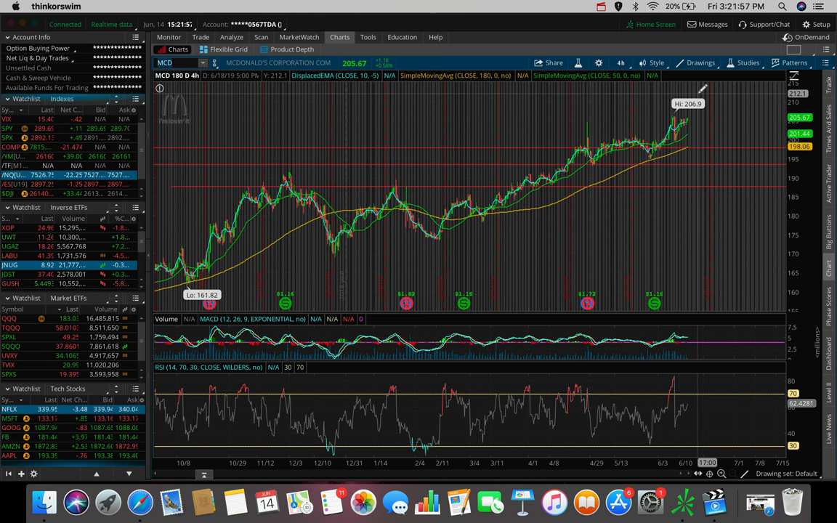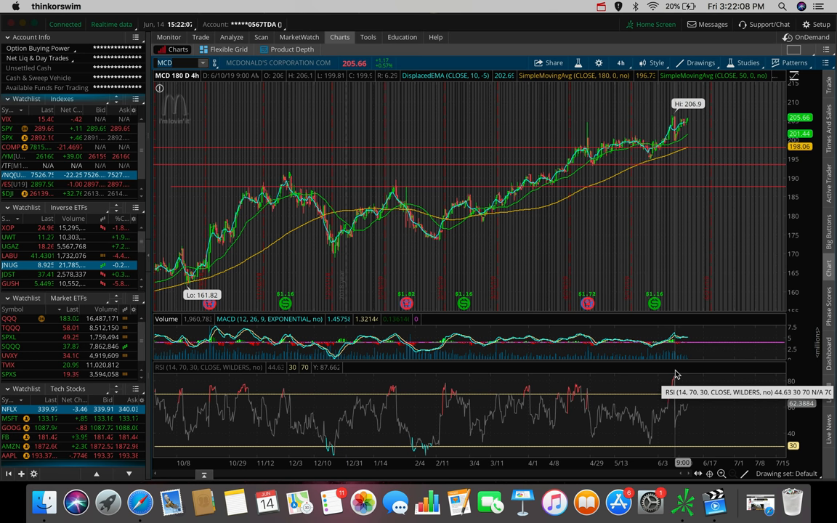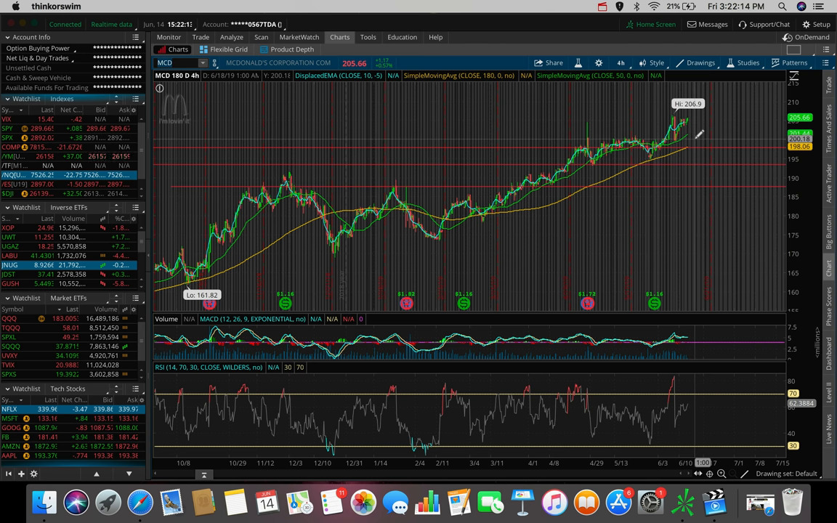But the thing is, if we break out of 207, just think about how overbought McDonald's would be at that point. The RSI would be something like this, like you guys can see from a couple of days ago what the RSI was looking like. That would be very overbought, and me personally, I would rather see it get rejected, get back down to that 200 level, test that moving average, and that could open up an even juicier buying point for McDonald's, ticker symbol MCD.